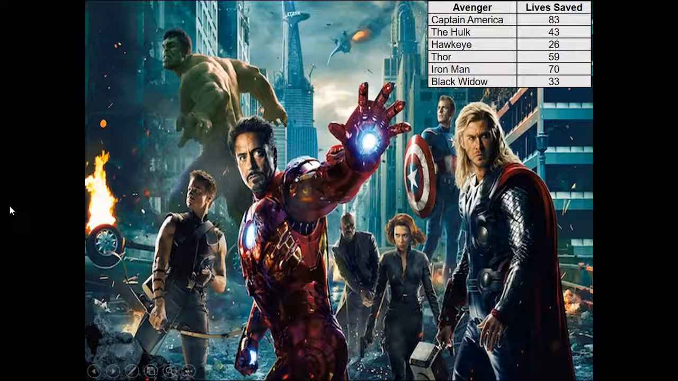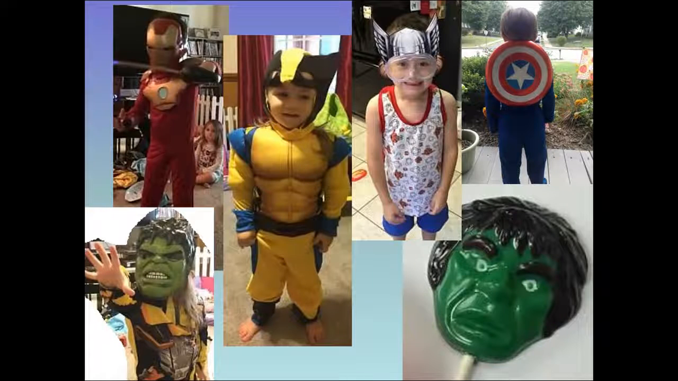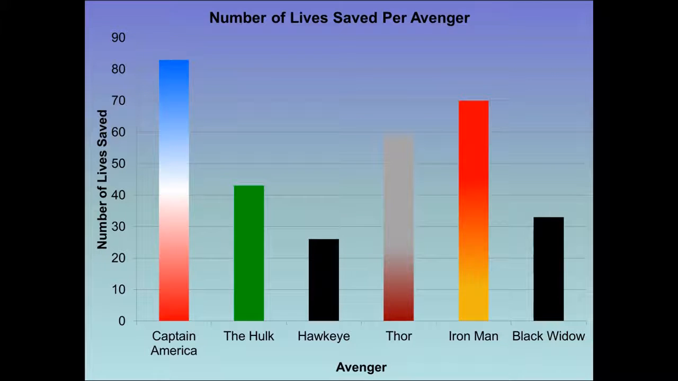And again, I'm going to put that into a format that's a little bit easier for us to see. But first, I want to show you their baby pictures. Aw. Okay, so here's a bar graph. You can see again, I have a good title, Number of Lives Saved per Avenger. So reading that title shows me exactly what information I'm going to find.